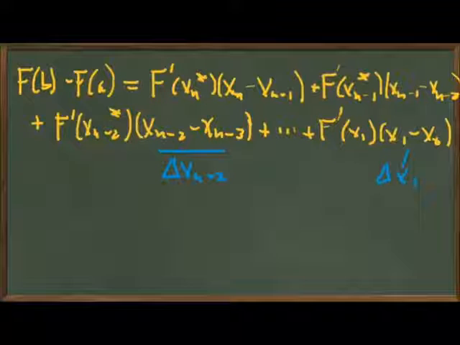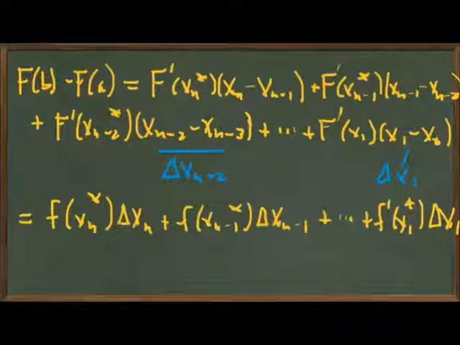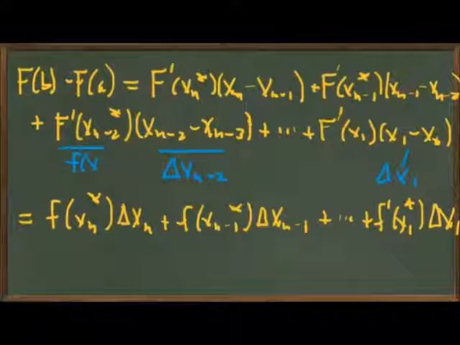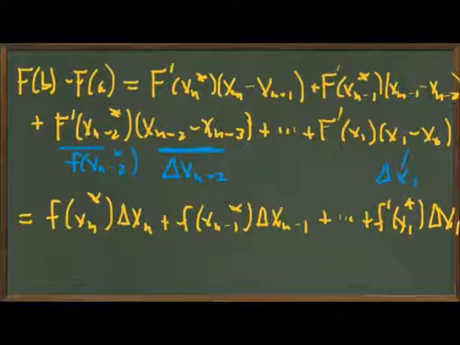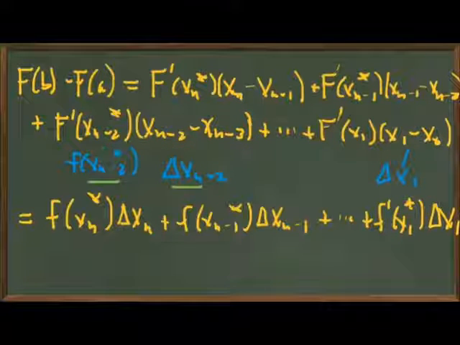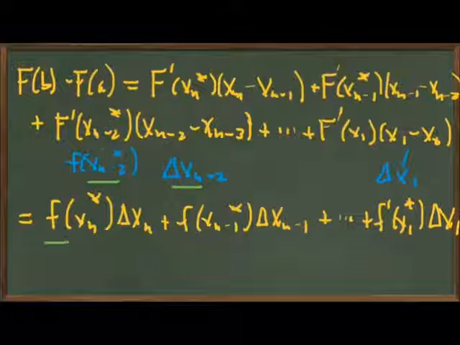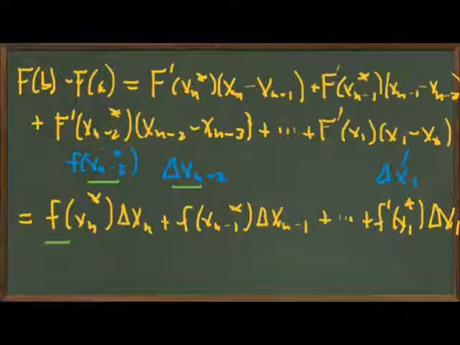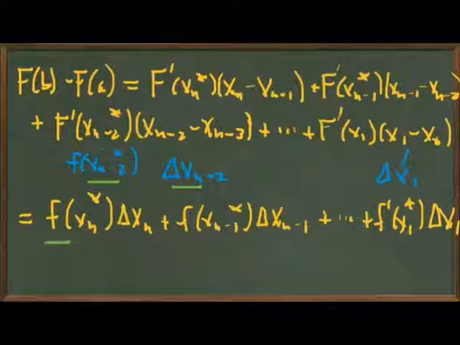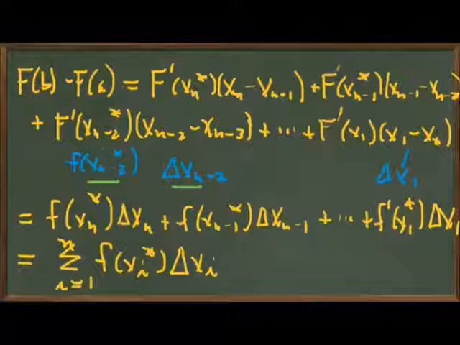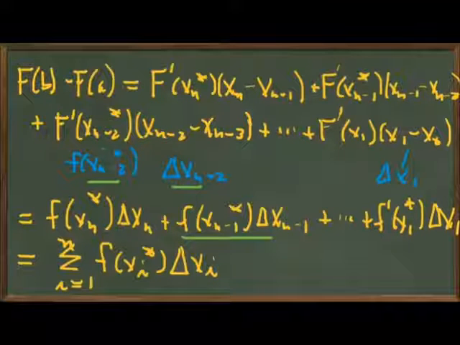So rewriting, we get this. So we've written each one of these capital F primes in their f notation, and each one of these differences in their delta x notation. Now, it may not be clear yet, but this expression that we have on this line is actually very close to where we want to be, because it can be written in summation notation like this. Right, because summation notation is just a shorthand way to write an expression of this type.